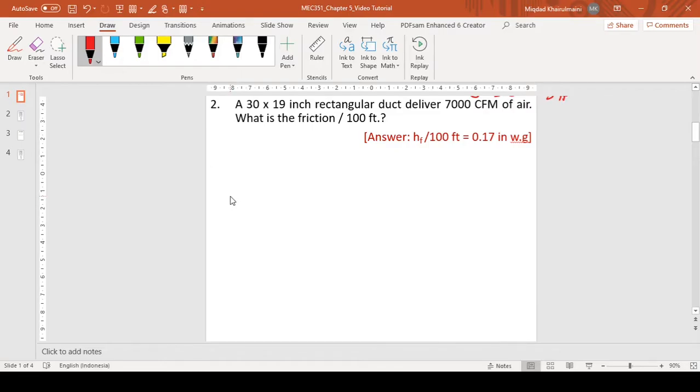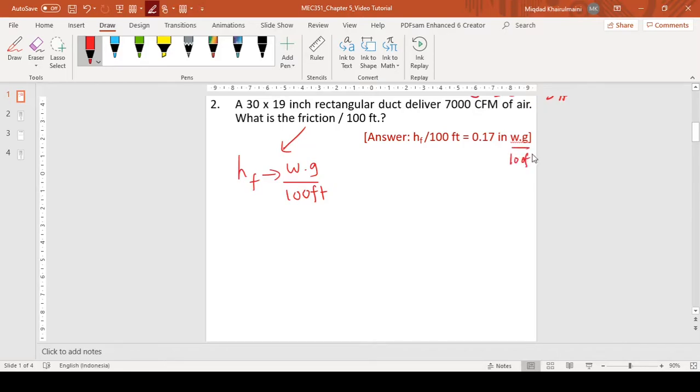We are given the values for the length, 30 inches, times the width, 19 inches. The CFM is 7,000 CFM of air. The question asks us to find the friction, which here refers to the value for HF, in units of water gauge per 100 feet. The answer here is given as 0.17 in water gauge per 100 feet.